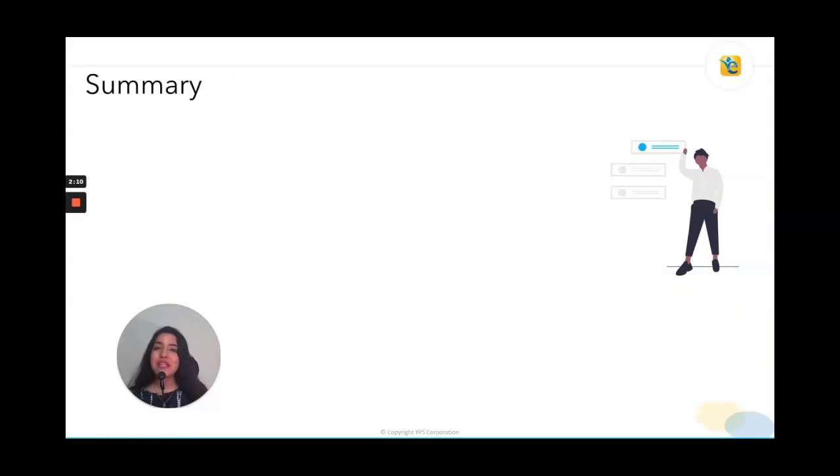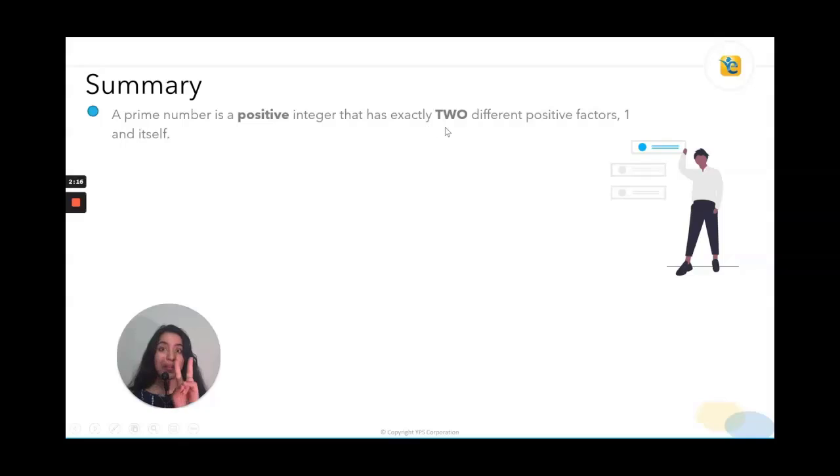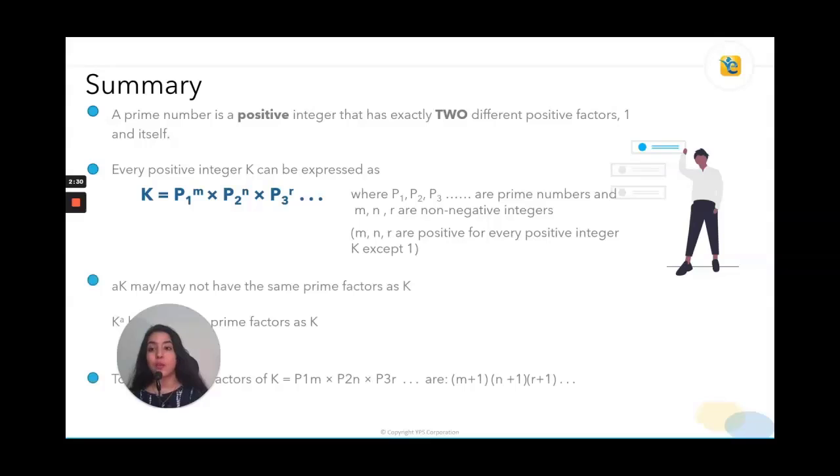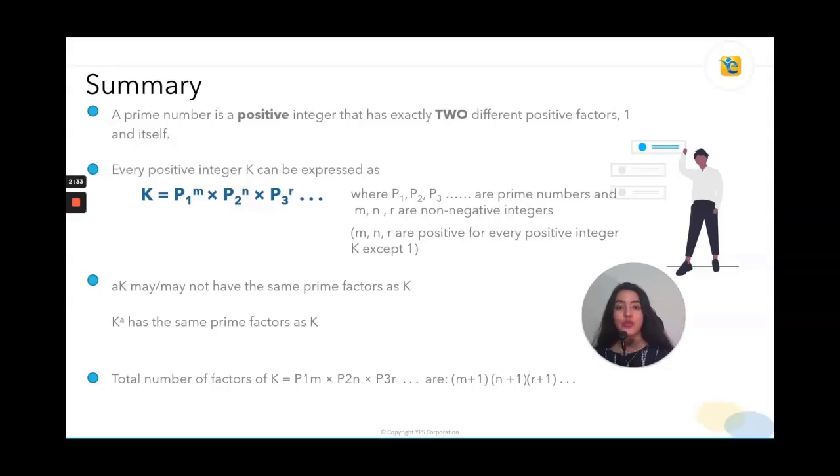Now with this, we're ready for the summary of the lesson. First was a definition of prime numbers, a positive integer with 2 positive factors only. Then we talked about prime factorization of a number, that every positive integer in the world can be expressed as a product of its prime factors. Then we talked about what happens if you multiply something or you raise your number to a certain power. If you multiply, ak may or may not have the same prime factors as k, but if you raise k to a power, it will have the same prime factors as k. Finally, we saw the total number of factors of k of this prime factorization.